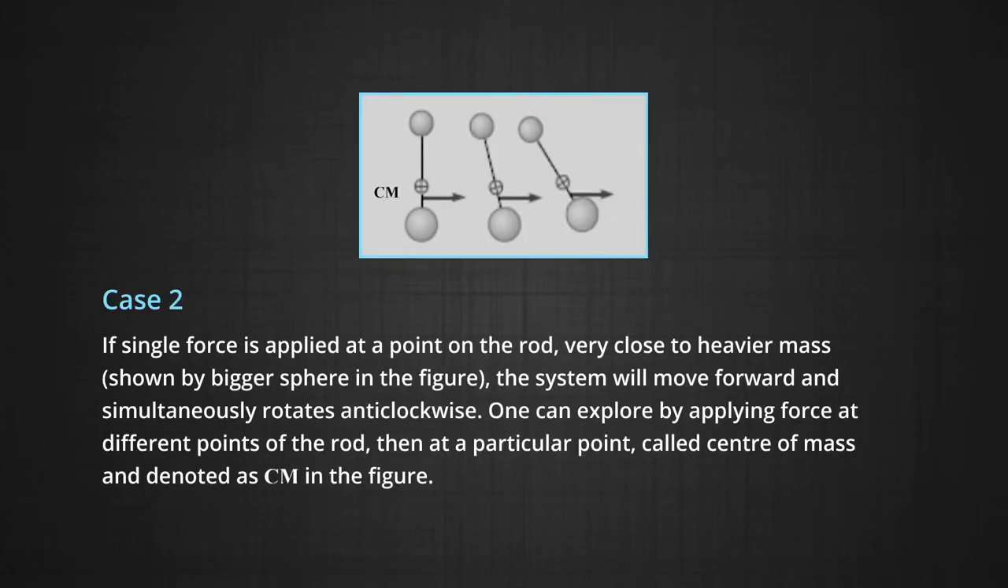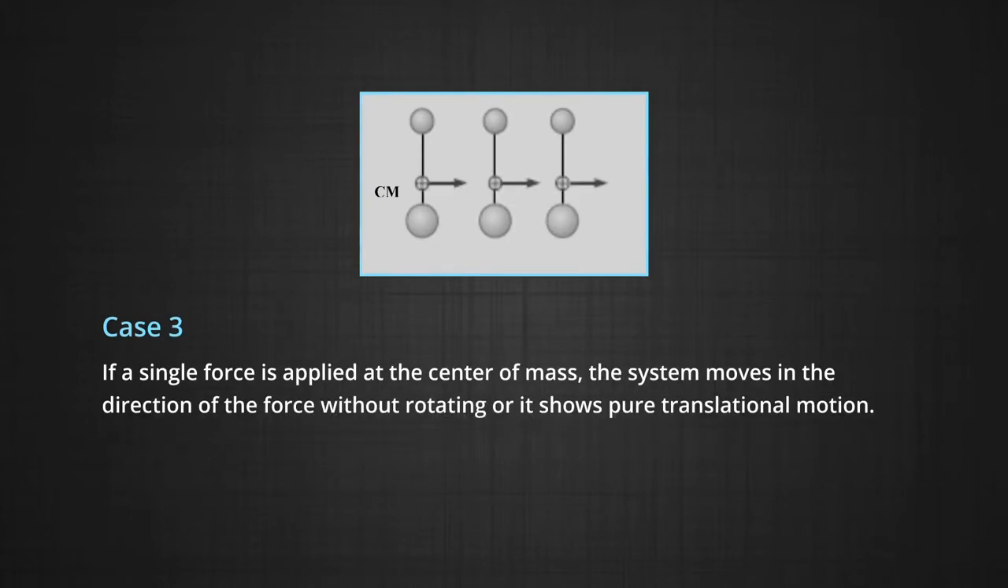But when the same single force is applied at a point on the rod very close to the heavier mass, which is shown as a bigger sphere in the figure, the system will move forward and simultaneously rotate counterclockwise. One can explore by applying force at different points on the rod. Then at a particular point called the center of mass, denoted as CM in the figure, the system moves in the direction of the force without rotating, or it shows only pure translational motion.